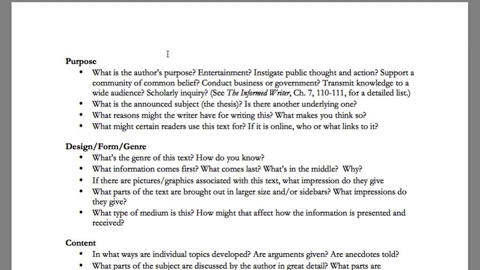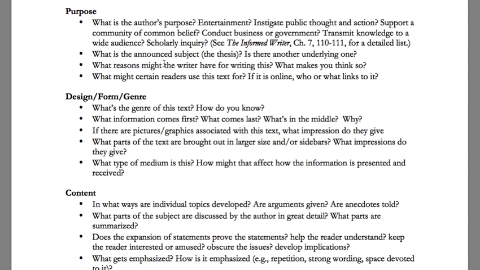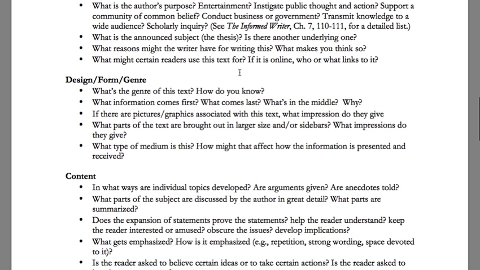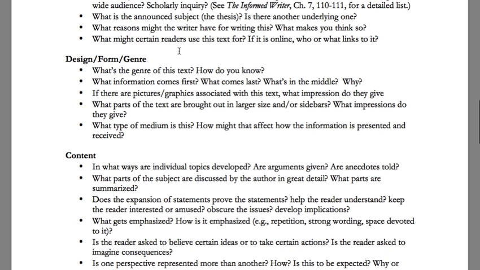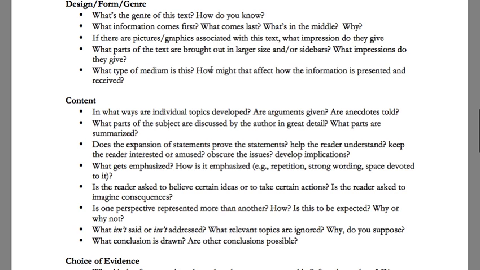The purpose, what is the purpose for the writer in presenting it? Is the writer kind of announcing their thesis? What's the genre of the text? What information gets presented first? Does it use pictures or graphics? What parts of the text are brought out? Are there sort of larger size text or sidebars, call-out quotes?